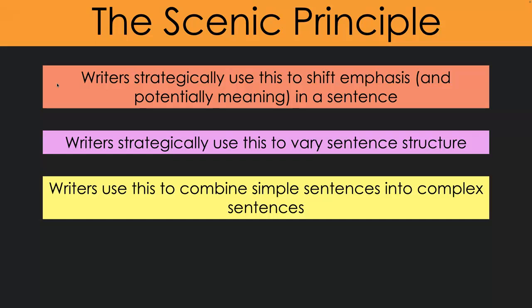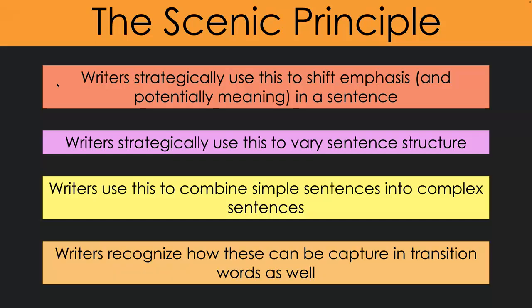Writers also use this to combine simple sentences into complex sentences. Again, they're adding subordinate clauses to make these short sentences more complex, more rich. And finally, writers recognize how these can be captured in transition words as well, adding things like however, indeed, furthermore, moreover, just those short, simple words. And again, if they're at the beginning or the middle, putting them with commas. Usually if they're at the end, you don't need a comma. I don't really know what that's all about.